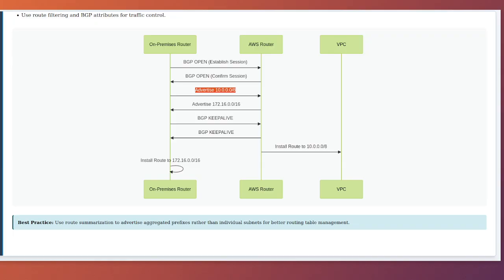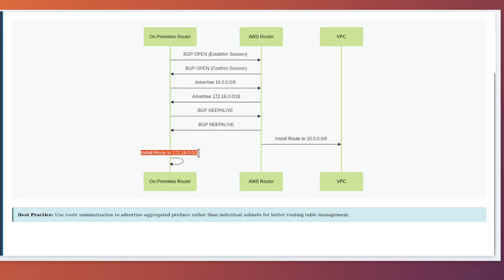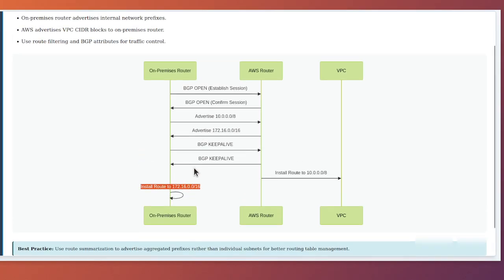On the AWS side, the Virtual Private Gateway or Direct Connect Gateway advertises the VPC CIDR blocks to your router. If your VPC uses the RFC 1918 address space, AWS advertises this prefix to your router. Your router learns this route via BGP and installs it in its routing table, so it knows to send traffic for RFC 1918 through the Direct Connect connection.